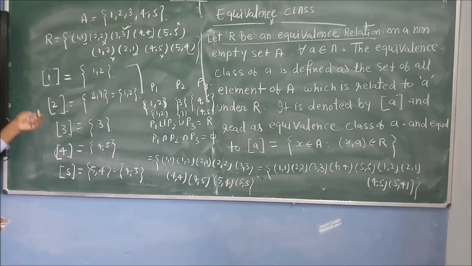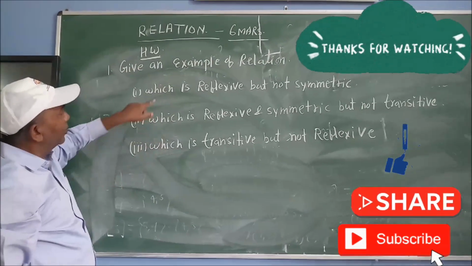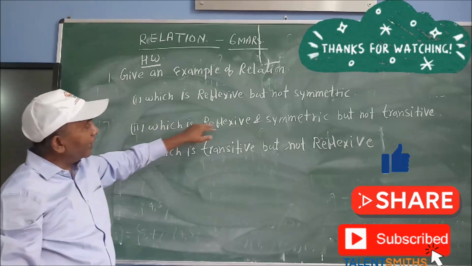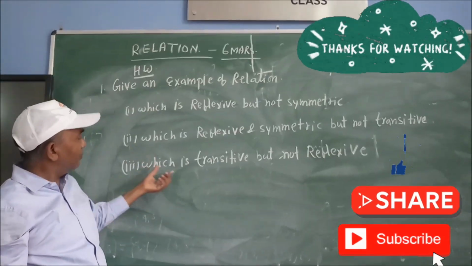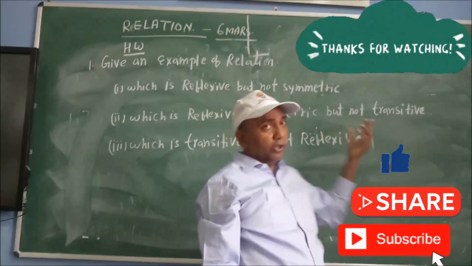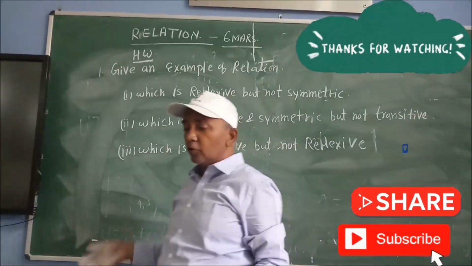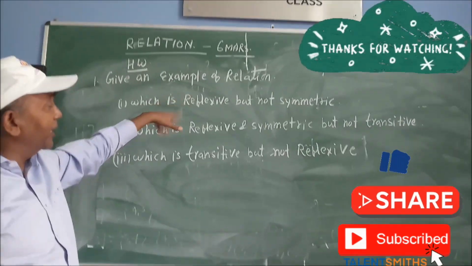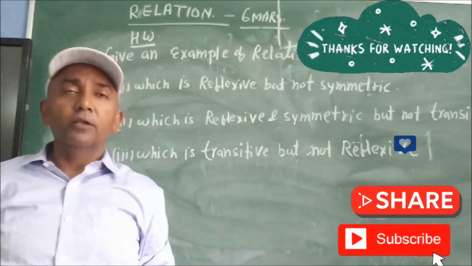Okay, after that, some homework for you. Give an example of a relation which is reflexive but not symmetric, which is symmetric and reflexive but not transitive, and lastly give an example of a relation which is transitive but not reflexive. You try to prepare examples for these. This is your homework, and read all the examples, and if you have any problem or any query, ask me in the comment section. Thank you.